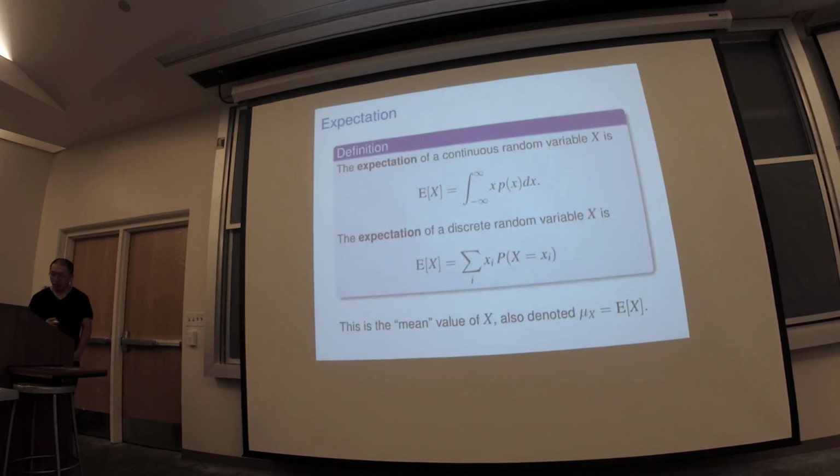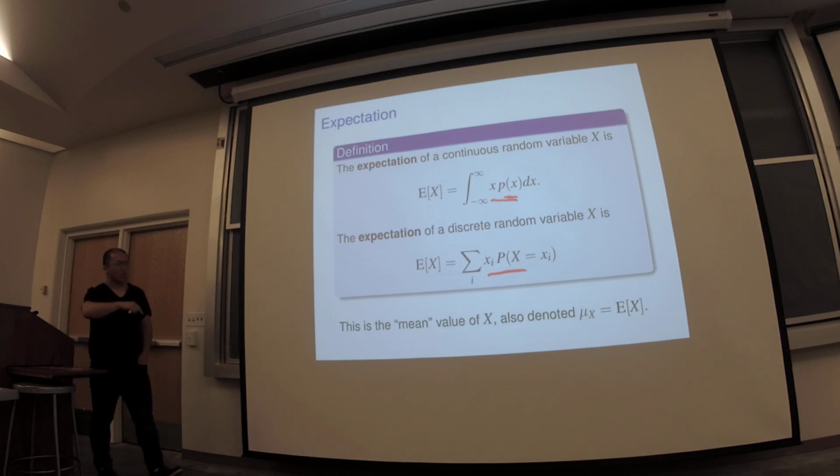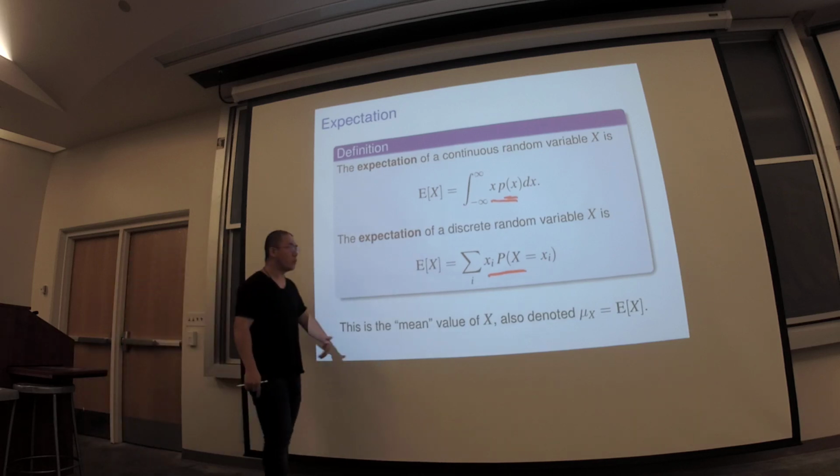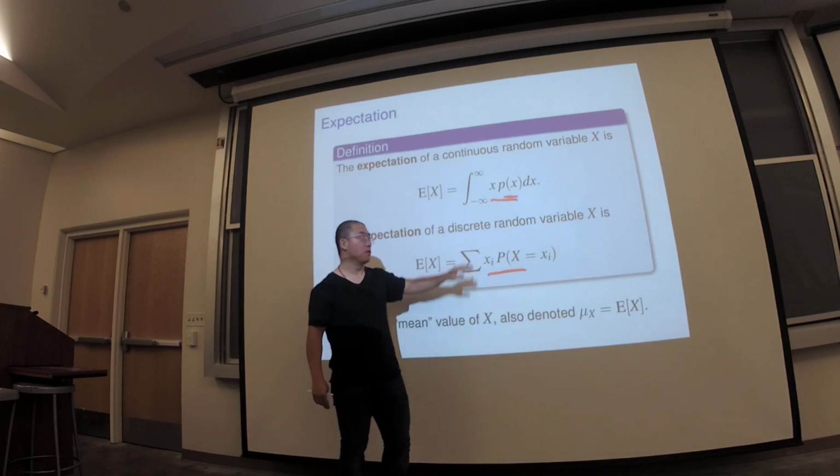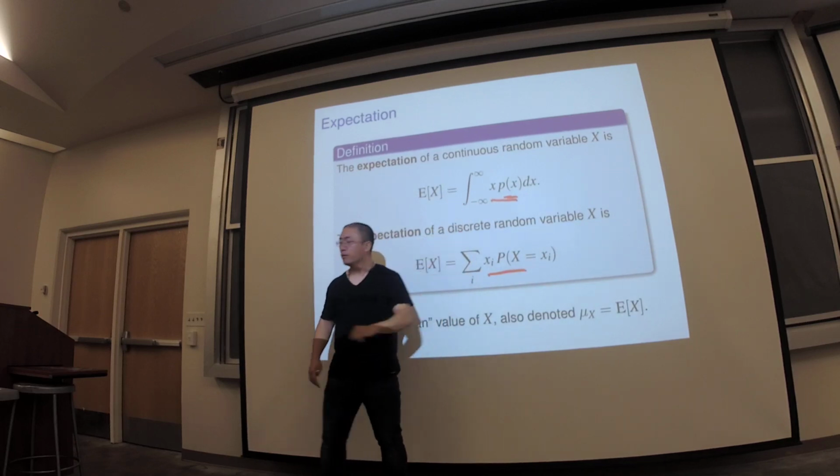Expectation. So expectation is just the integral of the random variable values against the density function, right? Of course, for the discrete case, the integral becomes a summation. But usually you do not need to differentiate between the integral and the summation, because they are both summations. The integral is just the limit of the summation.